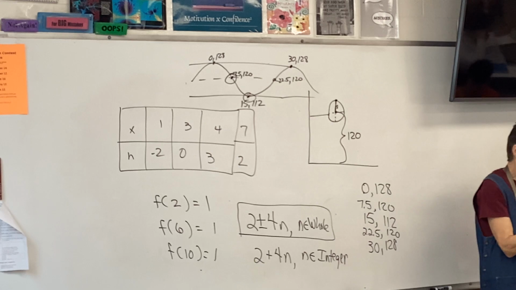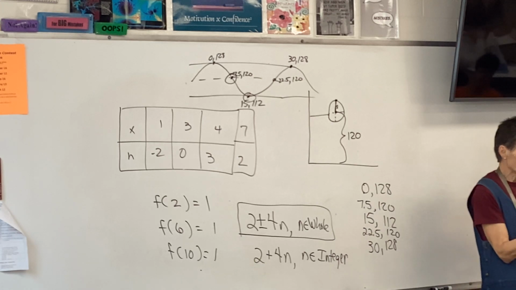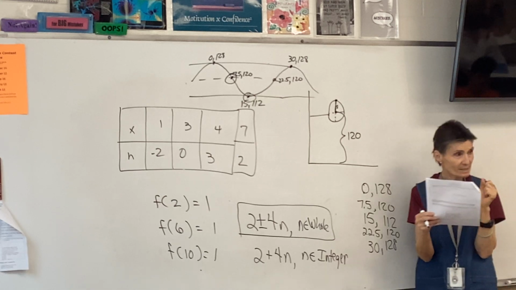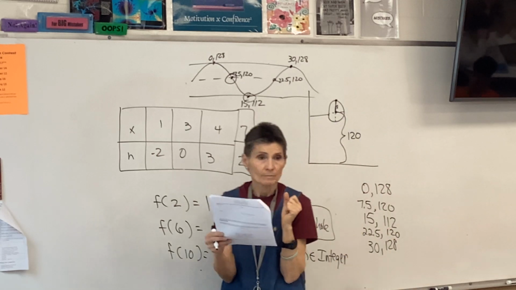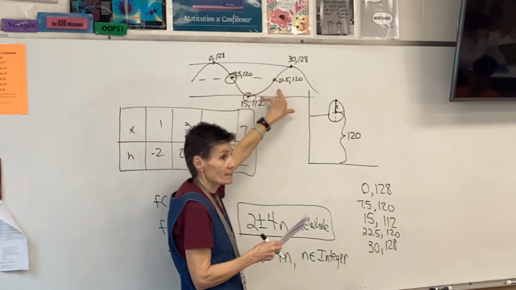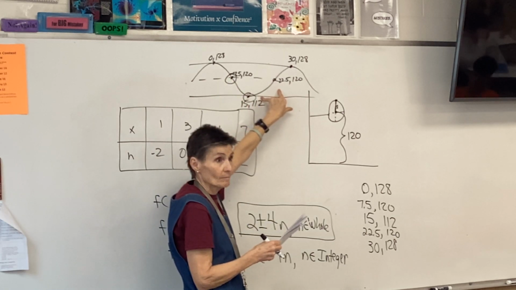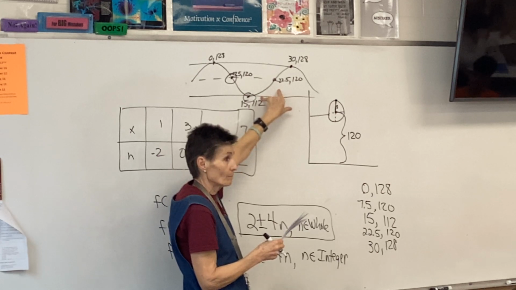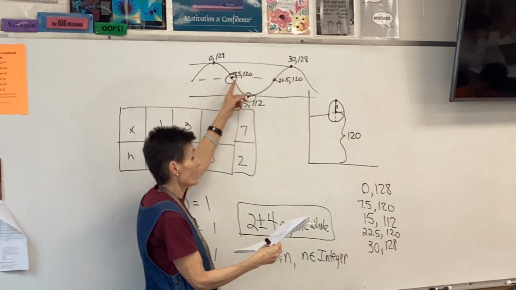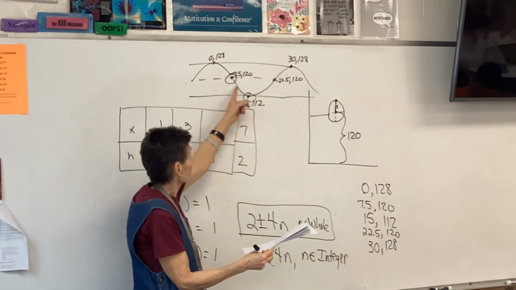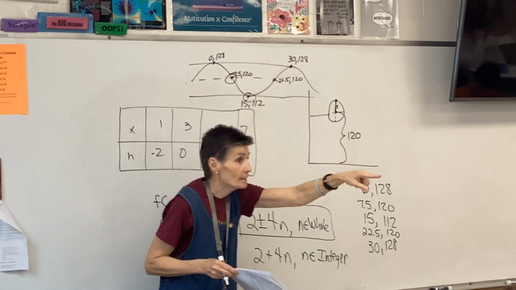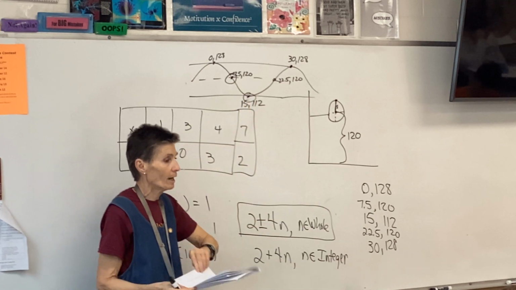The answer is B. H is the function, the height. It is positive and decreasing on that interval. On this interval, it's positive and increasing. The height is increasing. So describe how the rate of change is changing. The rate of change is negative and increasing because it's concave up.